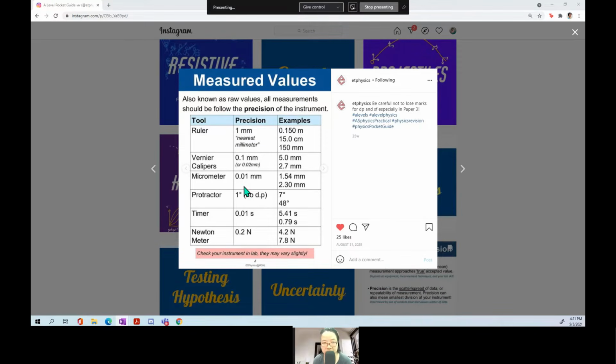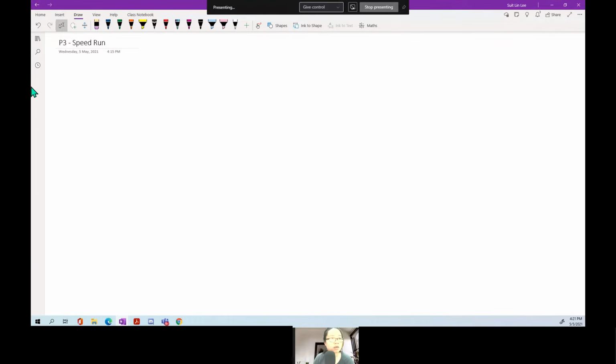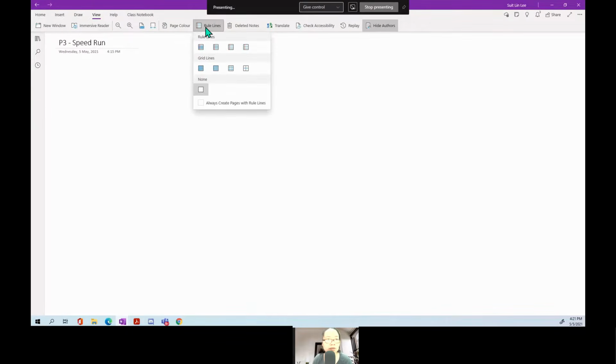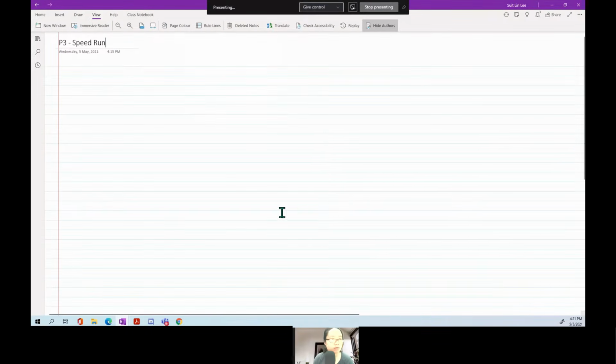So vernier calipers and micrometer, you can see this one is in increasing decimal point. So read your instruments. Protractor has no decimal point. When it comes to decimal point, it corresponds to the smallest reading. Let me write that down for you. So the first order of business is to talk about decimal points.